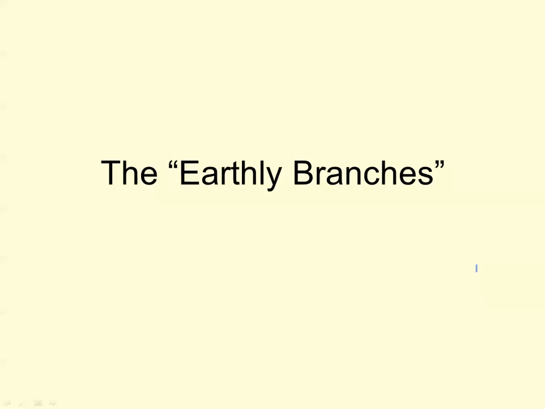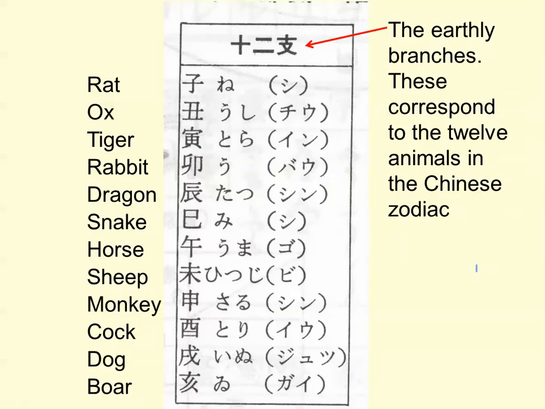How about the earthly branches? What are they? Those are probably going to be familiar to you. The earthly branches correspond to the 12 animals in the Chinese zodiac. So we have, in order, the rat, the ox, the tiger, the rabbit, the dragon, the snake, the horse, the sheep, the monkey, the cock, the dog, and the boar.